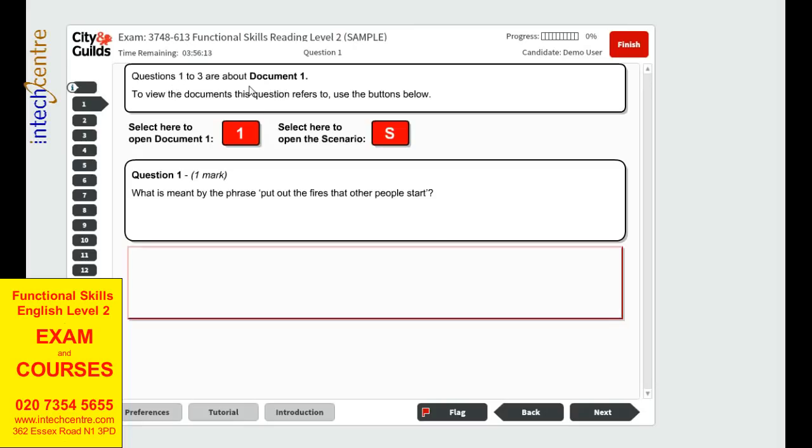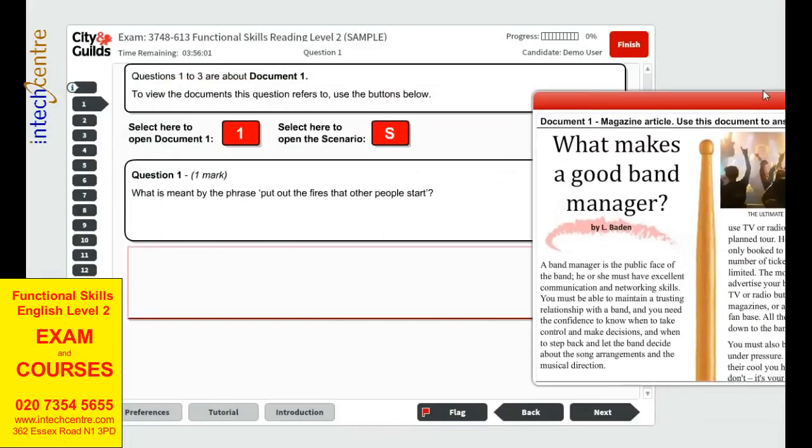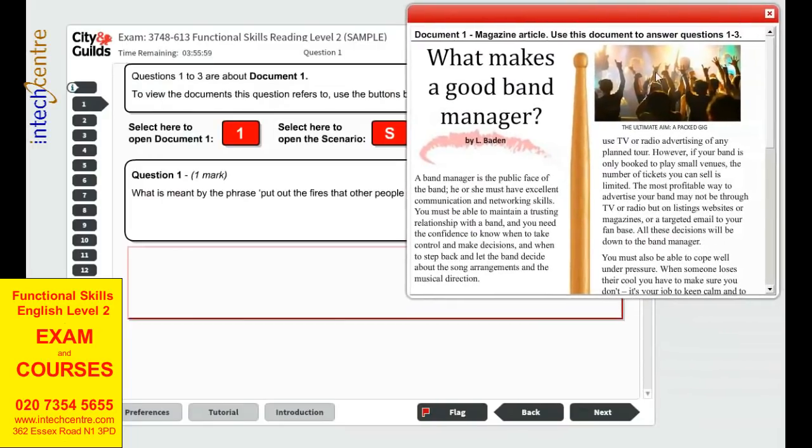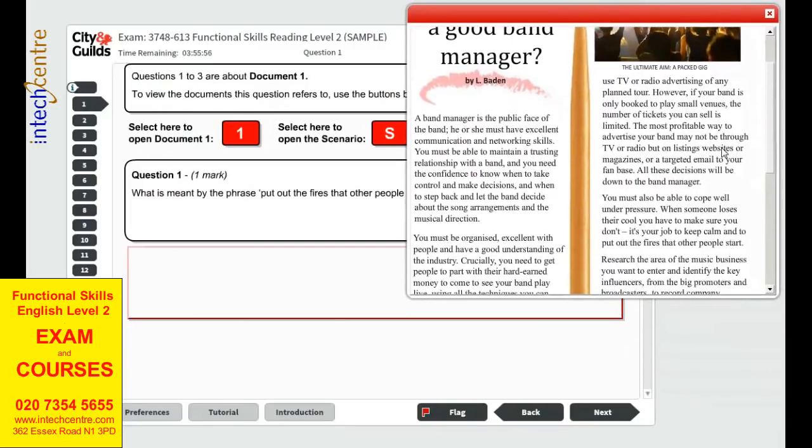It will tell you which questions are for which document. Okay, so let's get into the first question. What is meant by the phrase put out the fires that other people start? So this phrase, we have to look for the definition. So always look in the context of which the phrase is being used in order to derive the meaning of the phrase. In this second paragraph, in the second column, you can see it says, when someone loses their cool, you have to make sure you don't. It's your job to keep calm and put out the fires that other people start.